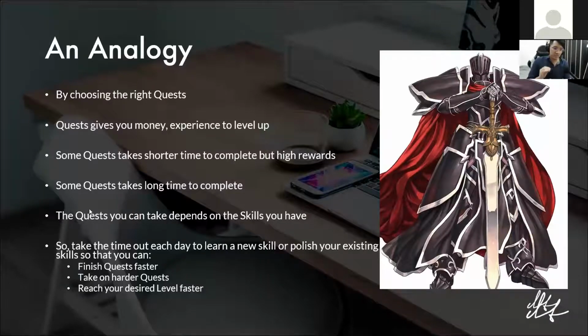During this MCO period, as a student, take out time each day to learn a new skill or polish your existing skills so that you can finish your quests faster. You can take on harder quests and reach your desired level faster. Because remember, everyone has the same amount of time. It's up to you to make the most out of it.